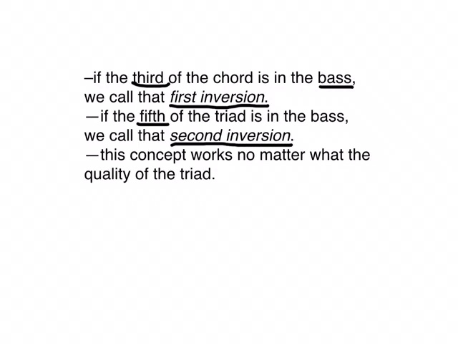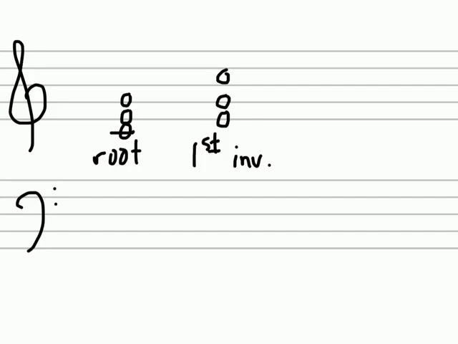And this concept works no matter what the quality of the triad. So if the fifth of the chord, G, is the bottom note, it's second inversion. And this would be true whether it was C major, C minor, C diminished, or C augmented. I just showed you this with the major chord.